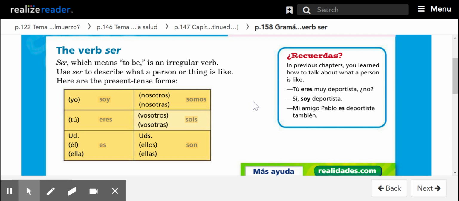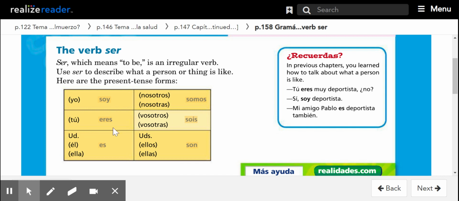Tú eres muy deportista. Yo soy deportista. Mi amigo Pablo es deportista también. We were using the verb even though we hadn't learned how to conjugate it yet. Today we're going to learn how to conjugate it and break it down so that we can understand its usage better. The yo form is soy.